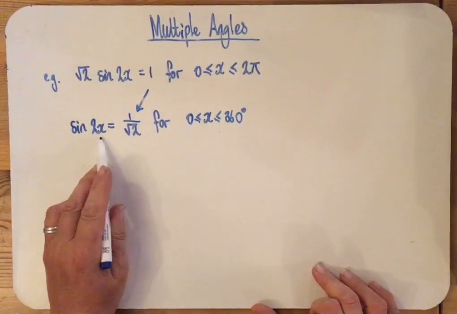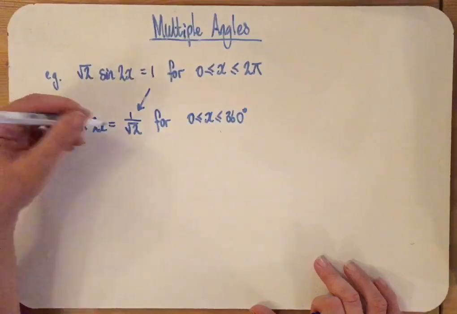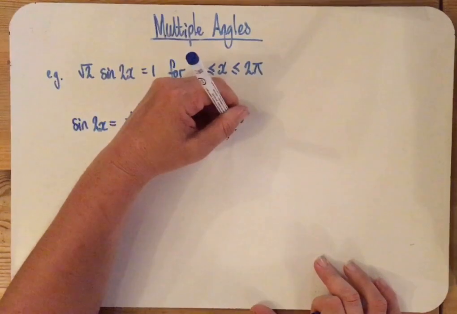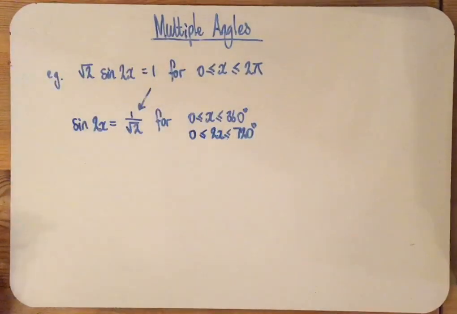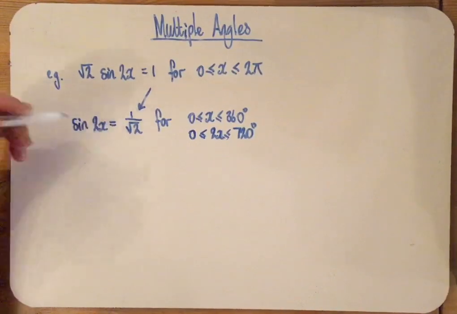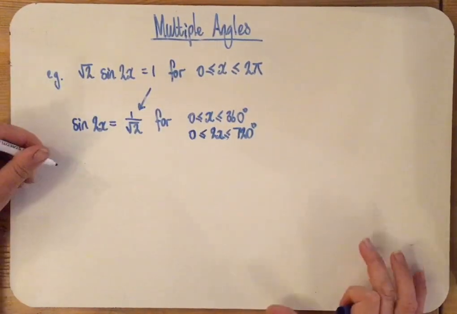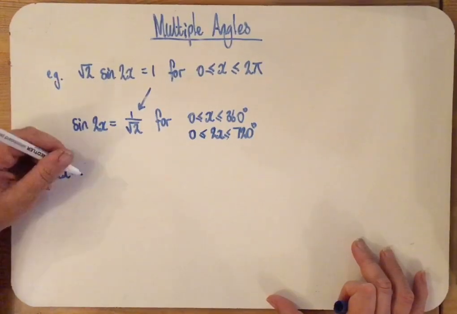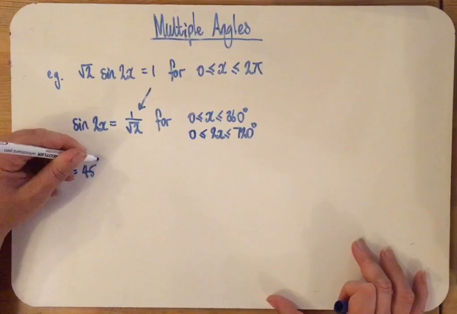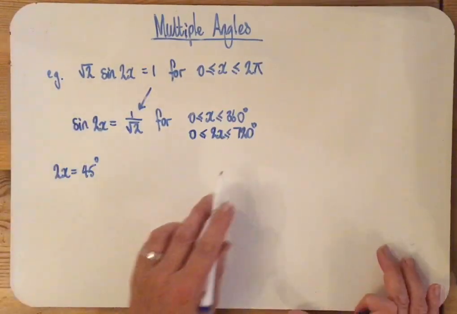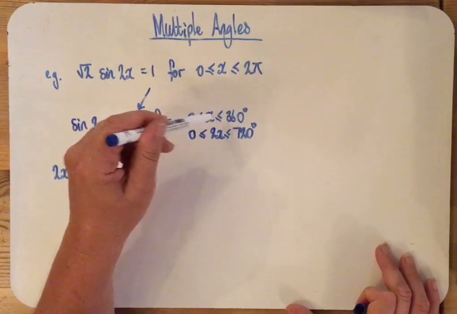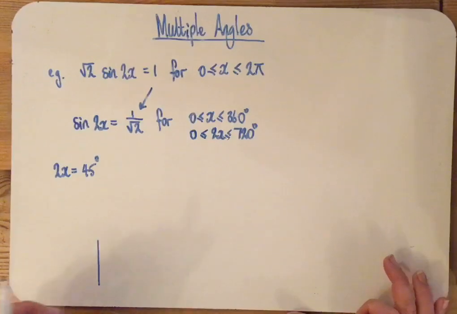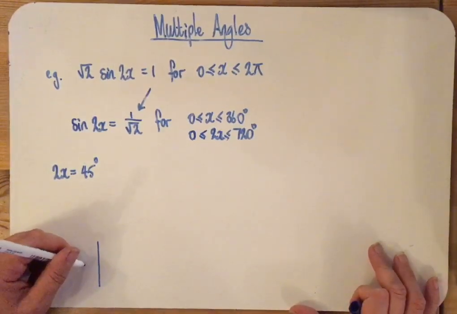And then I need to change the domain to make it in terms of 2x. So I need solutions between 0 and 720 degrees. Then you undo the sine to get 2x. So shift sine 1 over root 2 will give you 2x is equal to 45 degrees. And then we need all the solutions between 0 and 720. Remember, you're expecting 2 solutions in 360 degrees, unless you're on zeros, ones, or minus ones. So just be a bit careful with those.